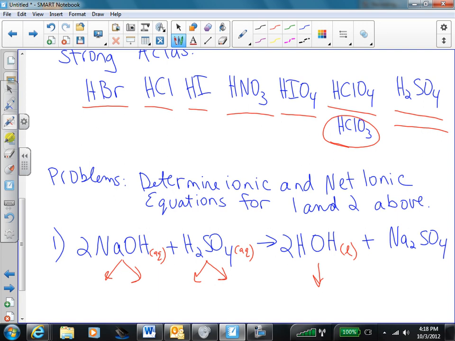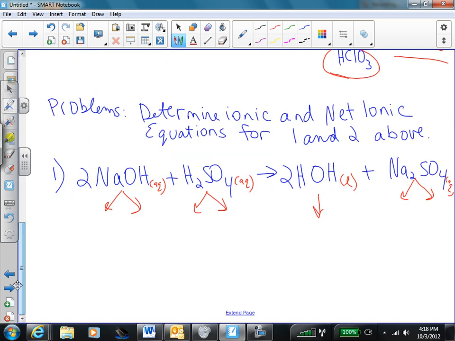Next chemical, sodium sulfate. Well, it's got sodium, our alkali metal, and we know that alkali metals are always soluble. So we know that this chemical is going to be a soluble ionic compound. We're going to write AQ, and we're going to split this apart. So now we're going to work on splitting all of our chemicals that split into their ions. We're going to have 2 Na plus and 2 hydroxides.